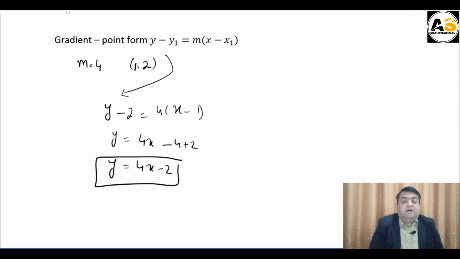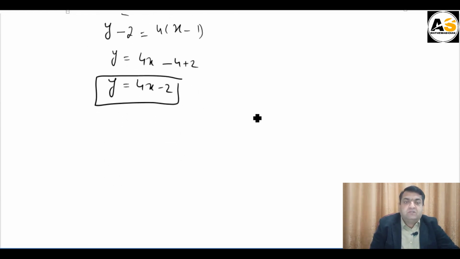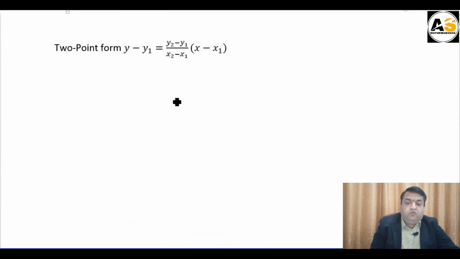So this is also a line. We can form a line when we are given its gradient and a point. That point is not necessarily the y-intercept. It can be any other point. This was the third form of the equation of a straight line. Now we move to the last one, the two-point form.